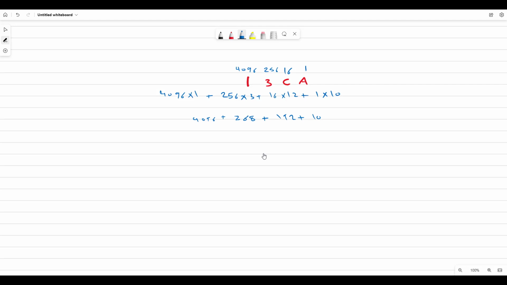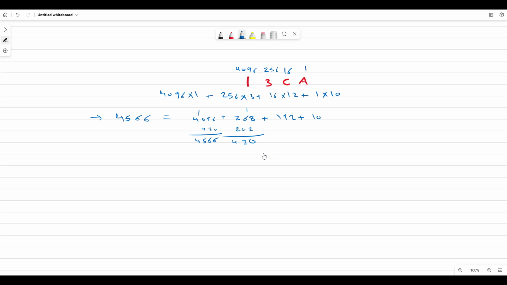So we have 202 plus 768, which is 970, plus 4096, which gives us 5066. If you want to convert it back to hexadecimal, we just do a successive division by 16.